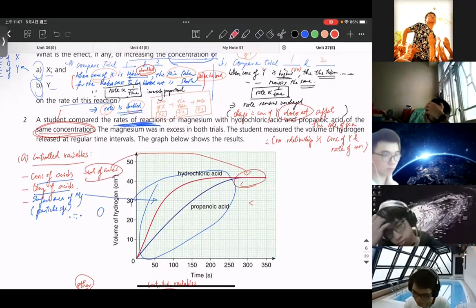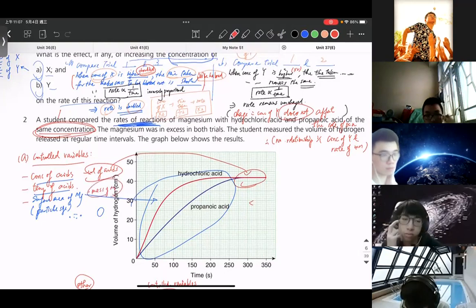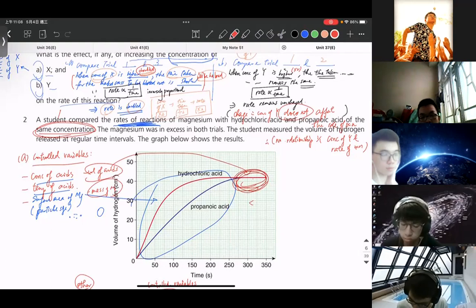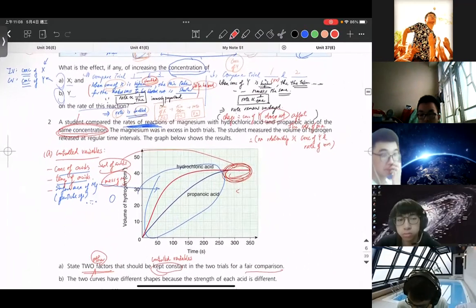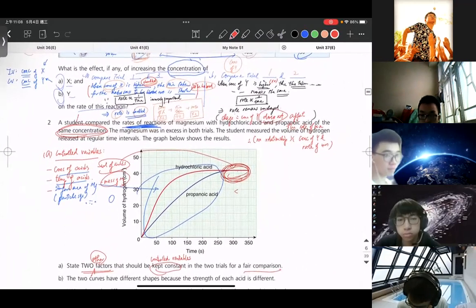But once you talk about the mass of Mg, what you just mentioned, it will be the same as volume. You are going to control the final outcome, the volume of hydrogen, being the same finally. Can you get my point? So if you write down the two controlled variables in order to study how the rate of reaction is affected, you may mention it on the left-hand side. Firstly, okay.